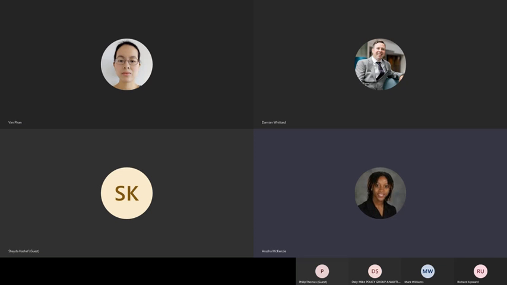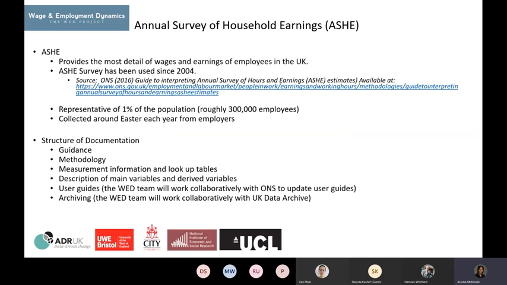After 40 years. And we know that this is the survey that we would have wanted to use for the WED project because it provides us with the most detail of wage and earnings in the UK. It's been used since 2004 and it roughly looks at a 300,000 sample size for employees. It's usually collected around Easter time for each year.